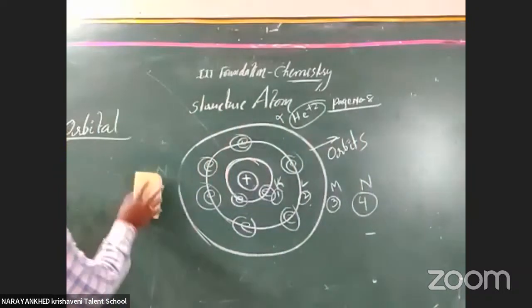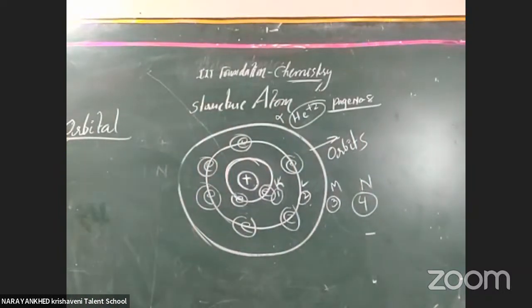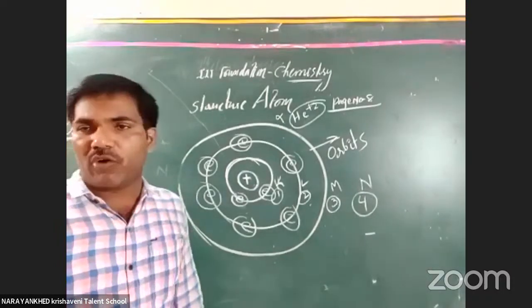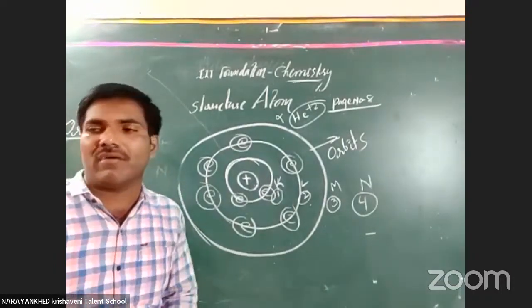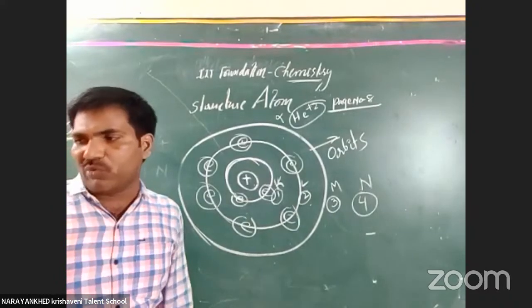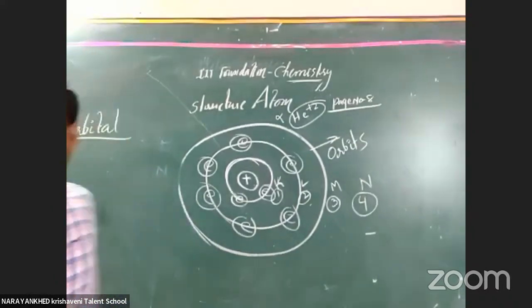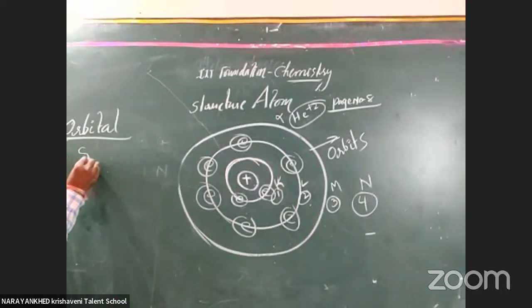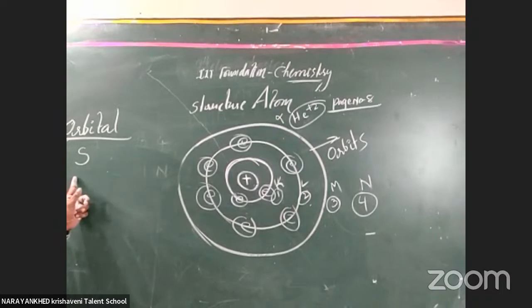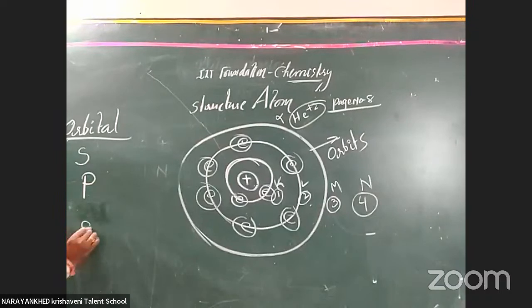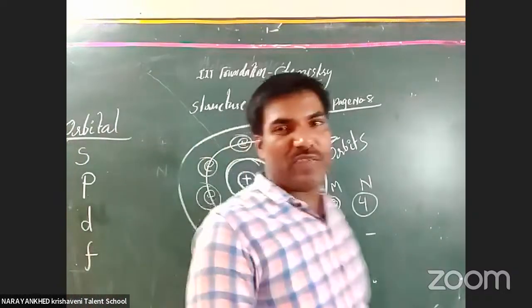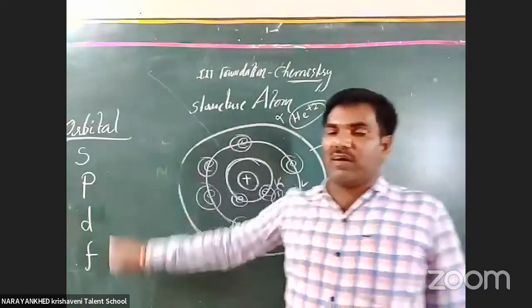There are different types of orbitals. They have different shapes also. About the shapes, we had it in your 10th class also. Now you have to know what the orbital shapes are. Clear or not? The orbitals have names: S orbital, then P, then D, then F. Yes, S, P, D as well as F. These are the names of orbitals.